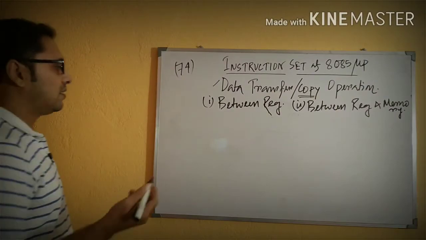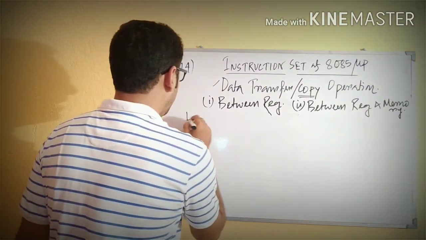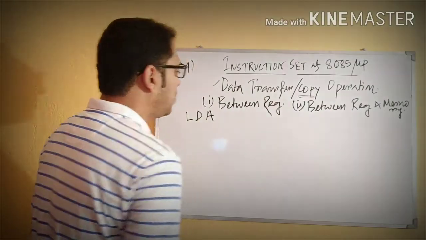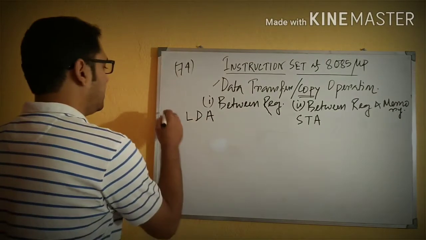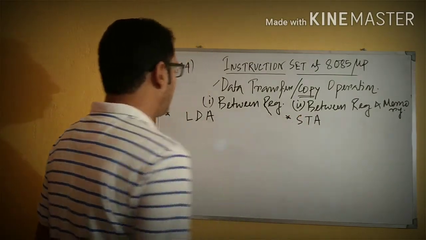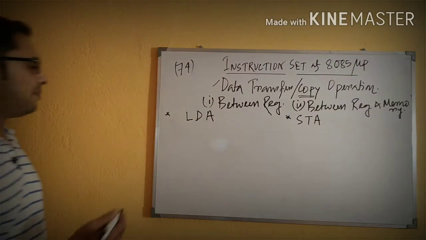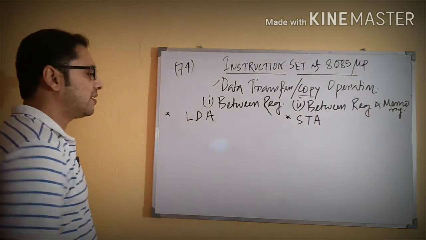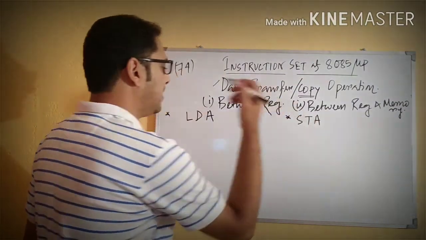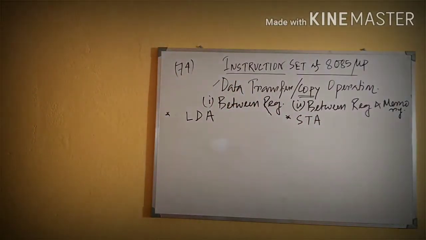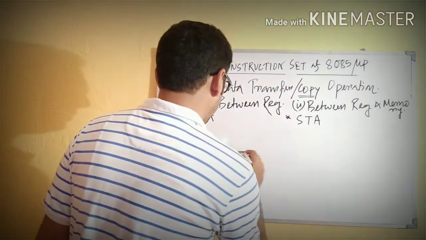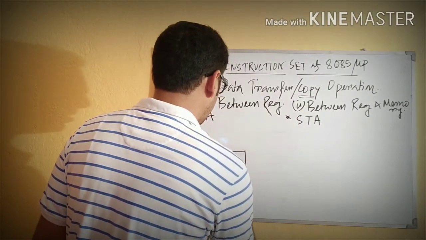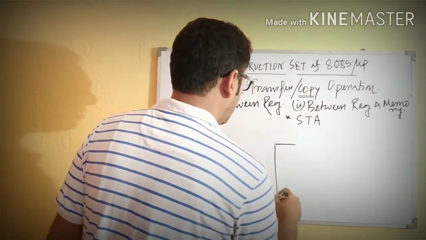So the first one we should explain here is LDA, and we have another one that is called STA. LDA and STA are very important and popular. LDA means load accumulator direct. STA means store accumulator direct. Now, what is the meaning of loading and storing? Try to remember this diagram. Assume this is the microprocessor and assume this is the memory.